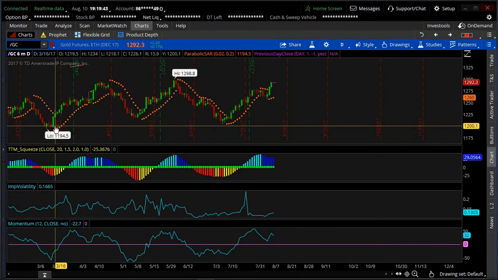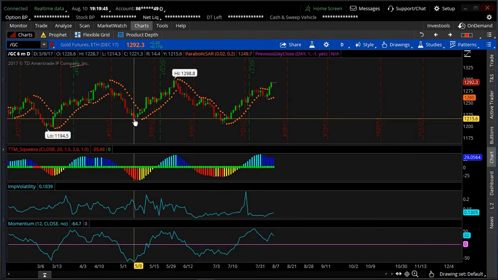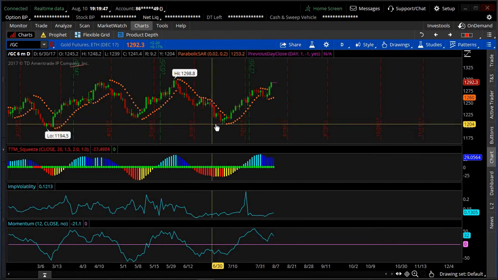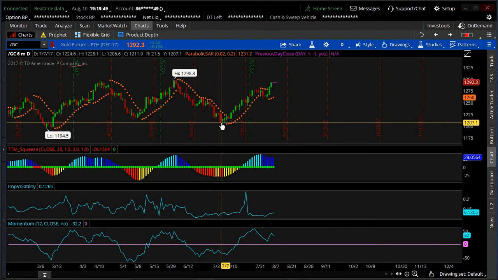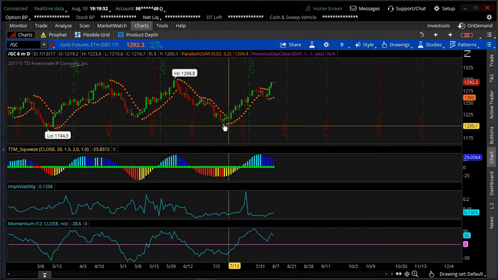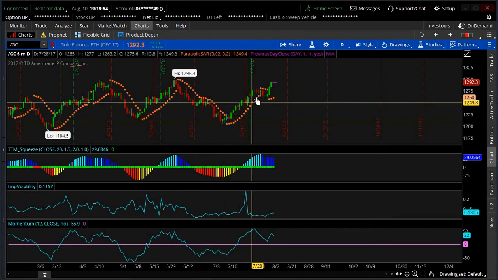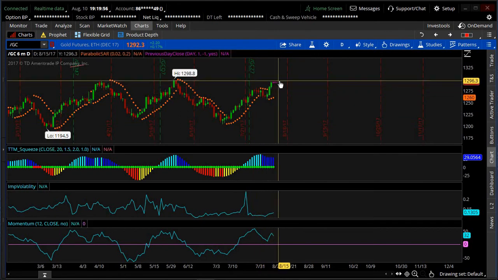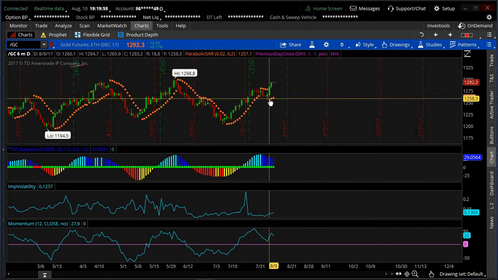See how this was a low here of 1194. This is a low here of about 1216. This is another low here of 1207. I don't want to come back down here and create a lower low lower than 1207. I'm up here right now at 1292. I really don't want to go back down to these lower lows.